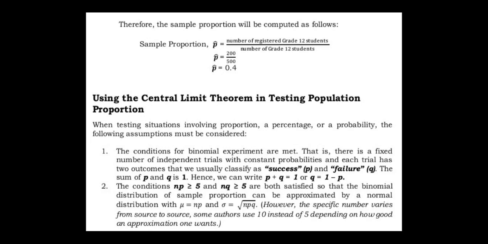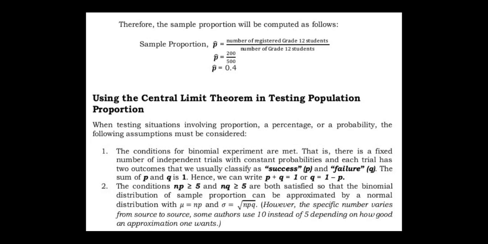Using the central limit theorem in testing population proportion. When testing situations involving proportion as a percentage or a probability, the following assumptions must be considered. The conditions for a binomial experiment are met. There is a fixed number of independent trials with constant probabilities in each trial, with two outcomes that we usually classify as success or P and failure as Q. The sum of P and Q is 1, hence we can write P plus Q is equal to 1, or Q is equal to 1 minus P.